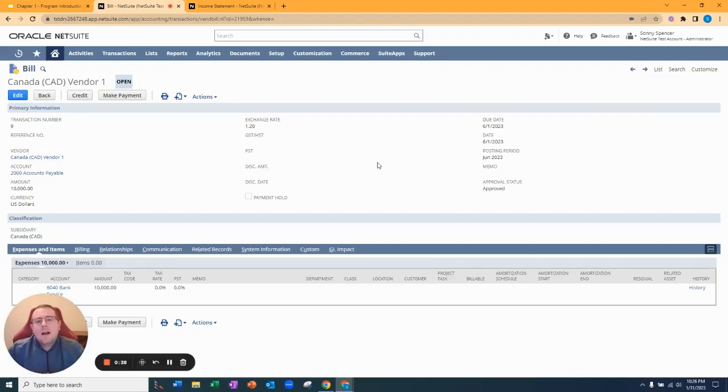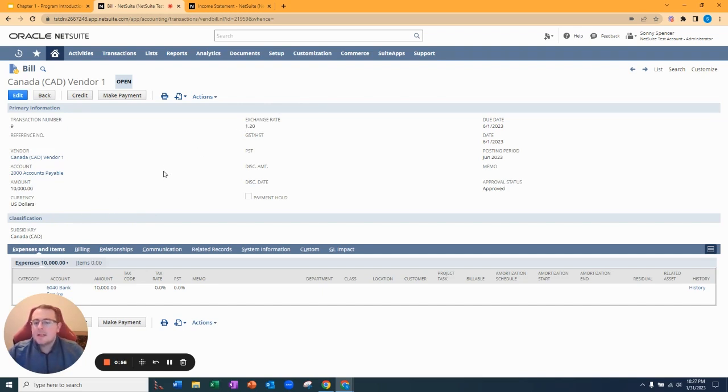On screen, we have a vendor bill for our Canadian entity. And again, remember, the functional currency of this entity is the Canadian dollar. The transaction we have on screen has a currency of US dollar. So we have an exchange rate of 1.2 applied.